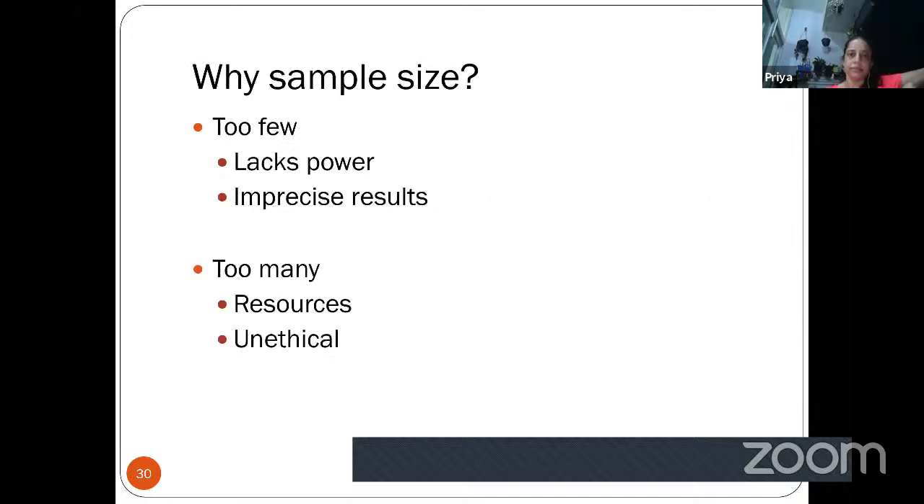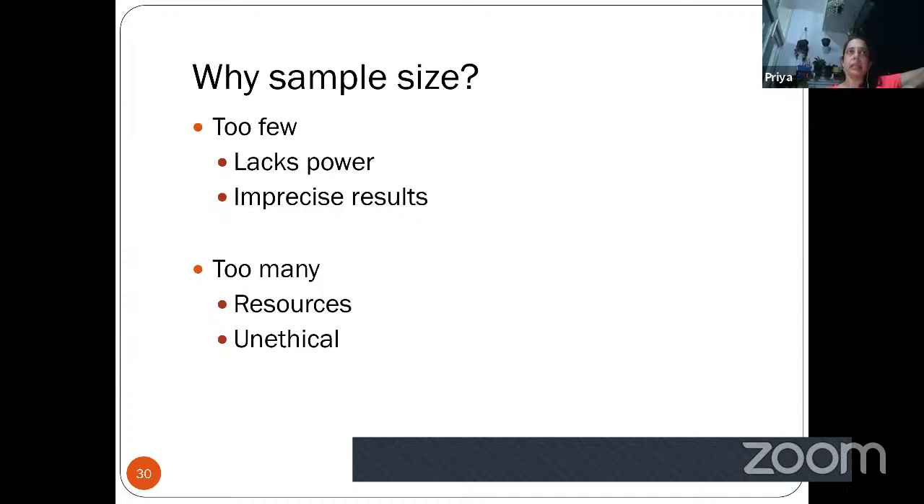Zero formula here. Okay, so first, why sample size? If you have too few participants, your study will lack the power, and you will have imprecise results or confidence intervals, which we will discuss next time. On the other hand, if you have too many participants in your study, you're wasting resources because your question could have been answered with fewer patients.